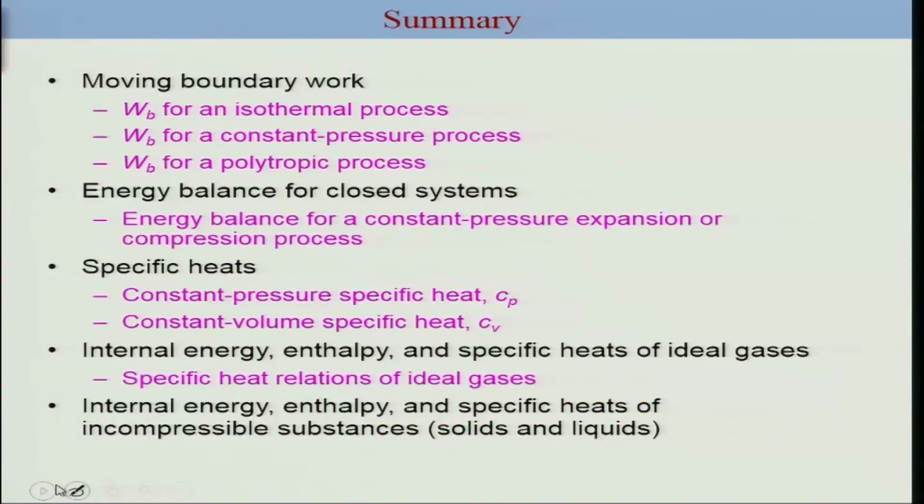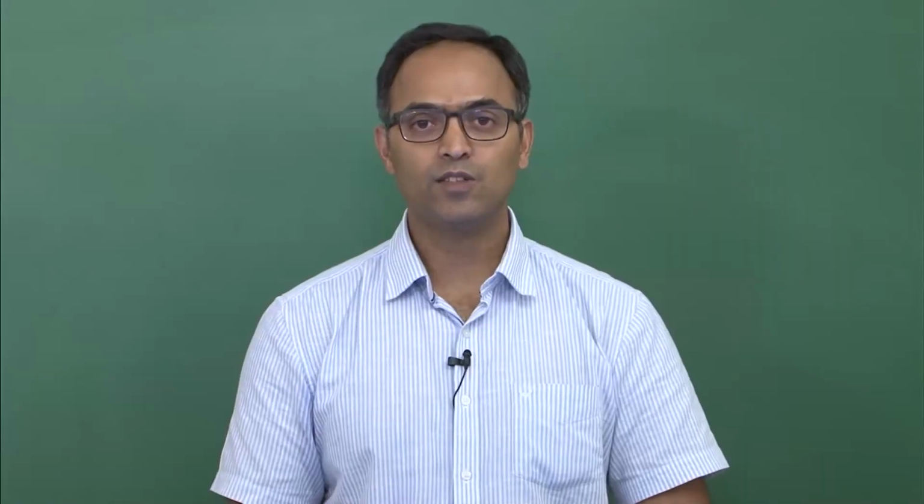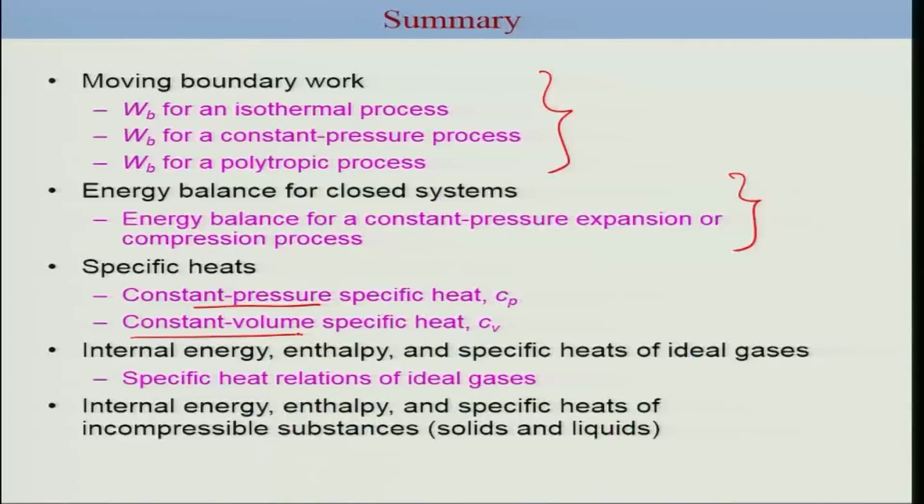Let me summarize this particular module. We described boundary work for different processes. That was the initial part of this module. Then we looked into the energy balance for closed systems. Then we described specific heat for ideal gas, one at constant pressure and one at constant volume, and we related the Cp and Cv values through a relation for ideal gas. Then we mentioned that Cp and Cv are constant for incompressible substances, and later we solved an example. That will be the end of this particular module.